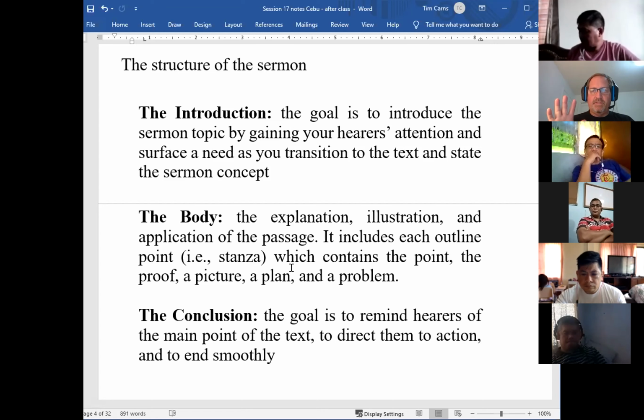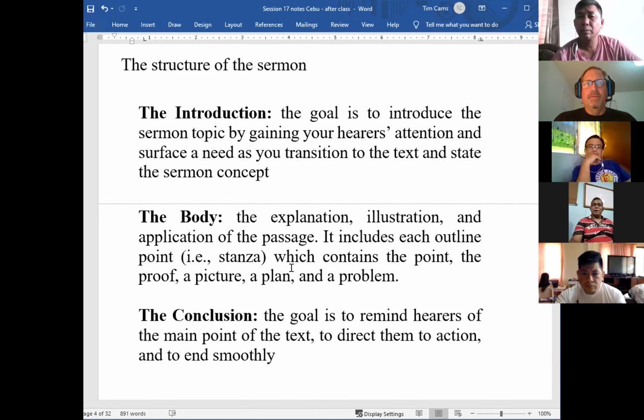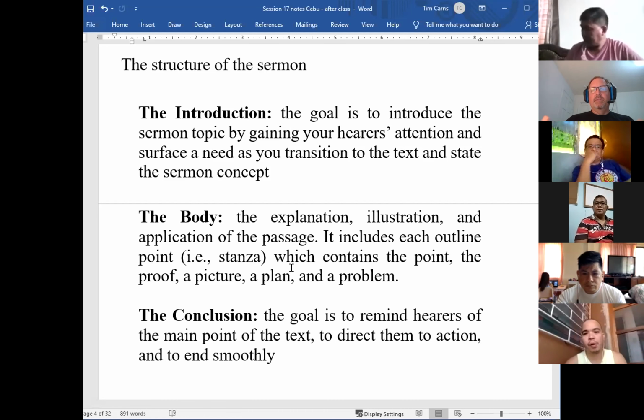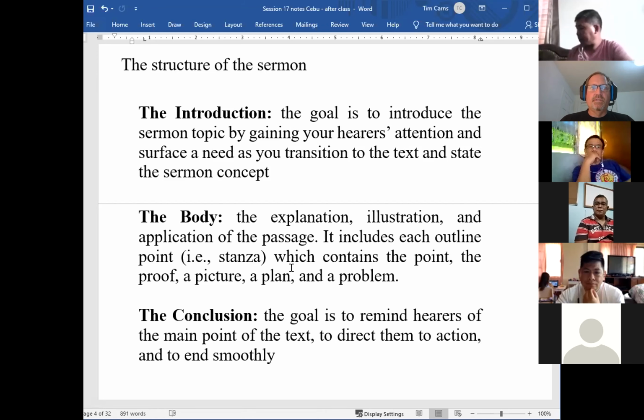And if you remember the 5 P's, if you can say them with me: point, proof, picture, plan, problem. Right? The point is stating the outline point clearly, and make sure you express that up front. The proof is to explain and then make a case for your interpretation based on the context. The picture is the illustration of it. The plan is the application. And then the problem is identify from that outline point, is there any potential objections? Is there any significant doctrine, anything that might be confusing to your hearers?